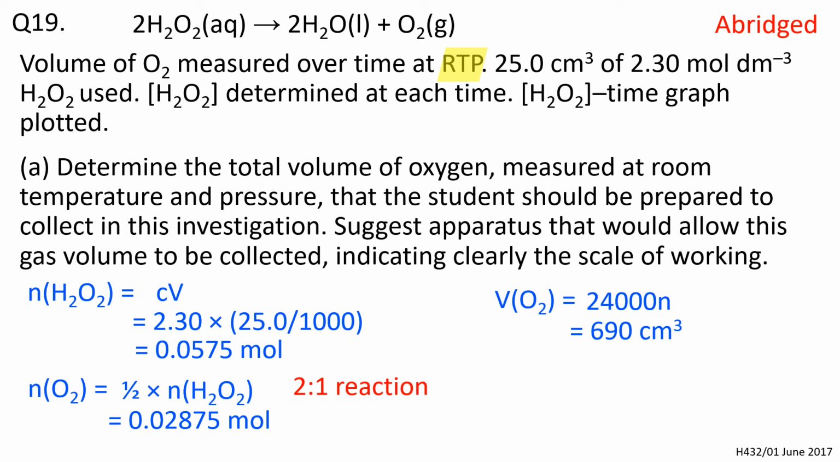centimeters cubed. What sort of apparatus would you use for that? A pretty big gas syringe, a 1 decimeter cubed gas syringe, or maybe even a 1 decimeter cubed measuring cylinder. So either we can collect the gas directly in a gas syringe, or we can do it by the volume of water which is displaced. So that would be the apparatus that would be appropriate to collect that volume of gas.